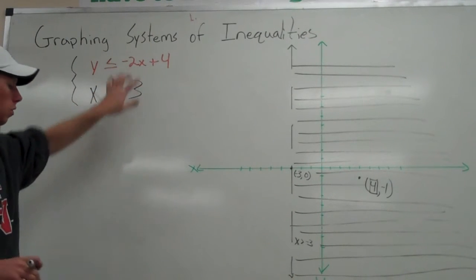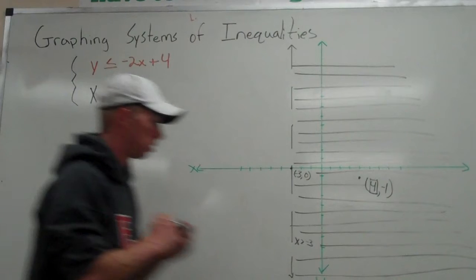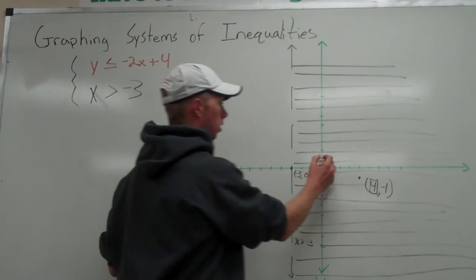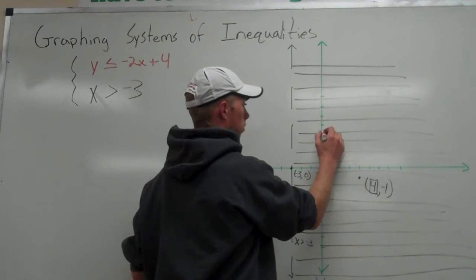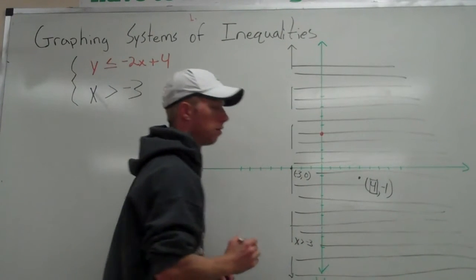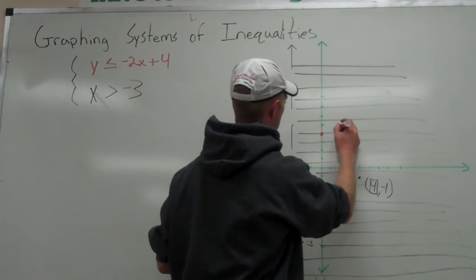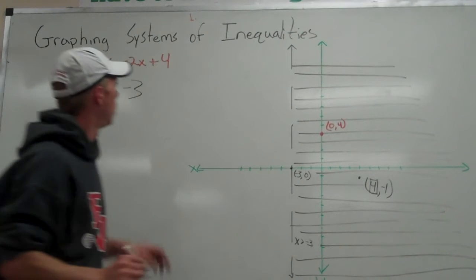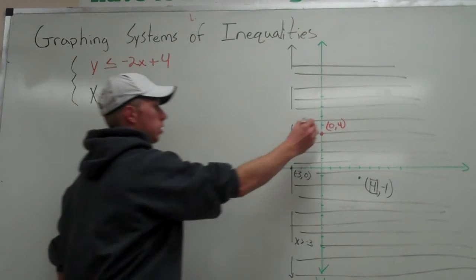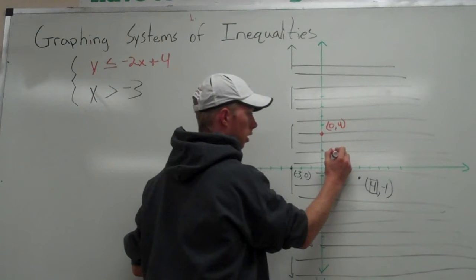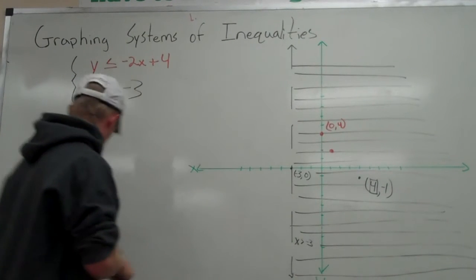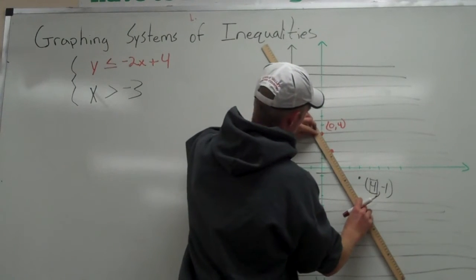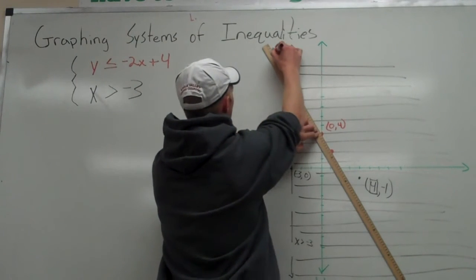I want to go to my first inequality. My first inequality is in slope-intercept form, and I know my intercept is 0, 4. So I go 1, 2, 3, 4, put my dot right there. Label my point. And I know my slope is negative 2, which means I'm going to go down 2 and to the right 1. I see that I have the or equals sign, which we talked about before. We're going to draw a solid line.